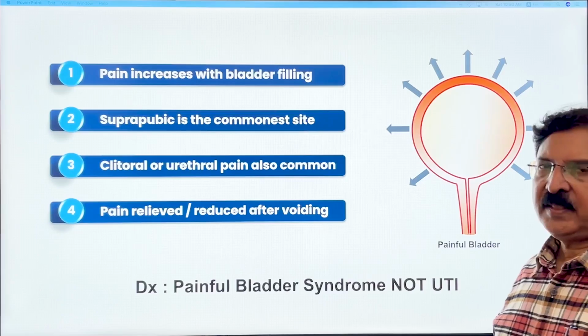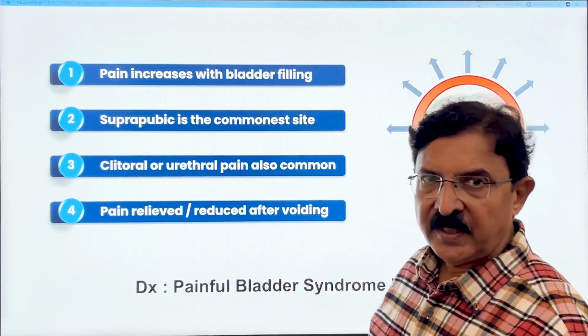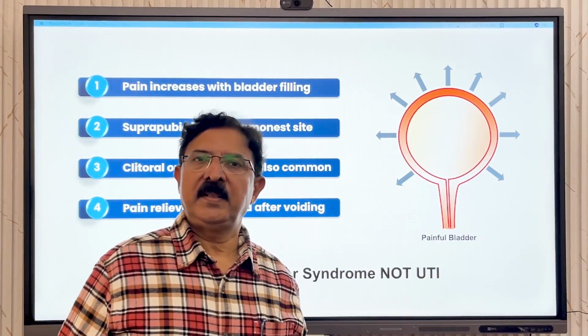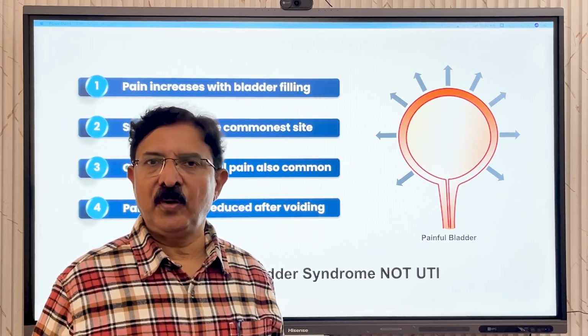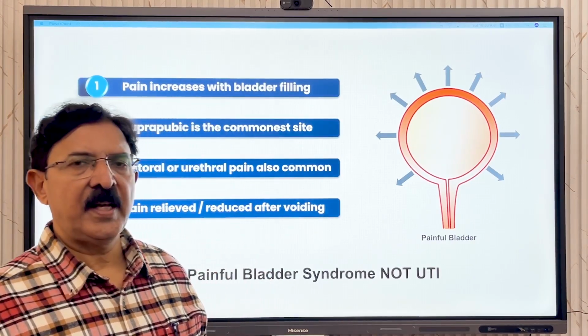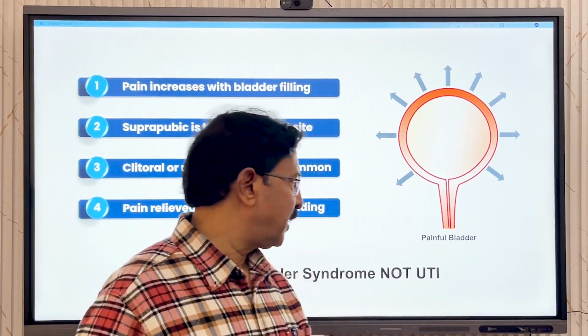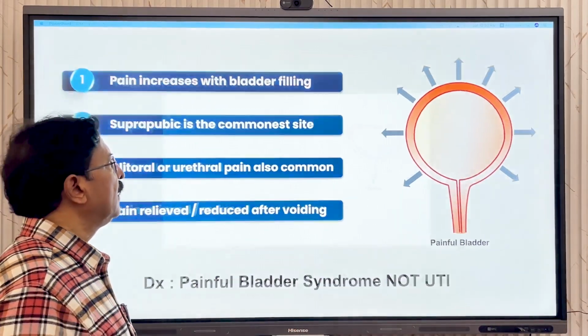So when you have these features in your history taking, please be sure that this is not a case of lower urinary tract infection. This is a case of painful bladder syndrome, some of which can be due to interstitial cystitis or something else.